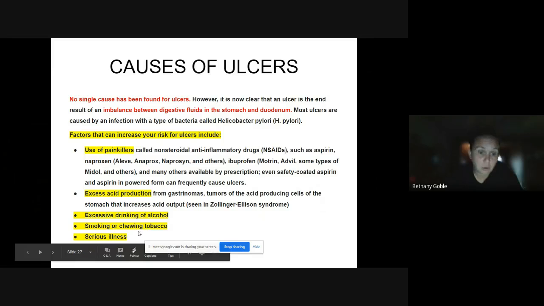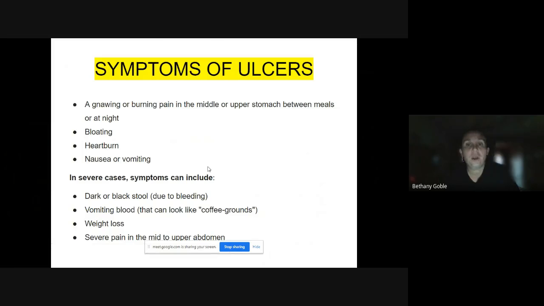Other causes are people who drink a lot, smoke a lot, or maybe just have a serious illness. So those are some causes of ulcers. Okay, so how do you know if you have an ulcer? Usually you have a gnawing or burning pain in your upper stomach in between meals. It's not really like heartburn, but it's close to your stomach, and it happens with anything you eat, or maybe late at night. You feel bloated. It could be constant heartburn, and you notice this isn't just happening with certain foods, it's all the time.